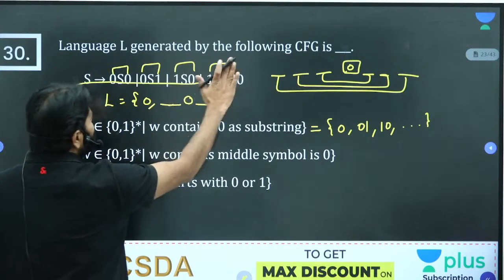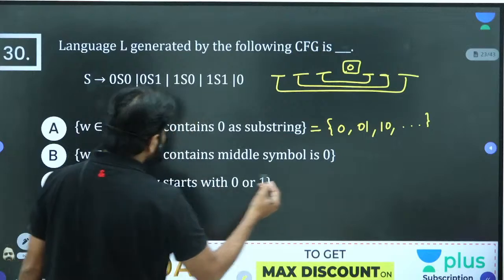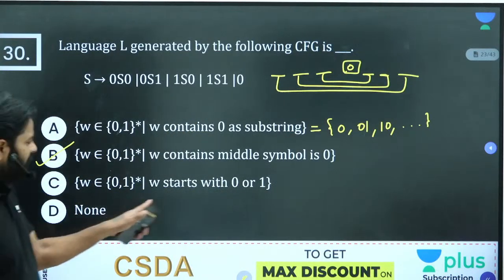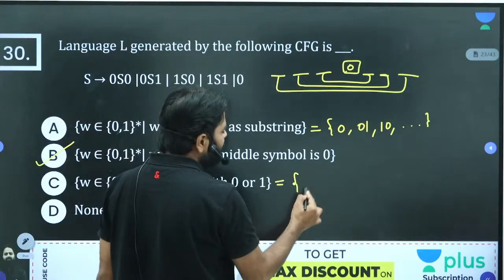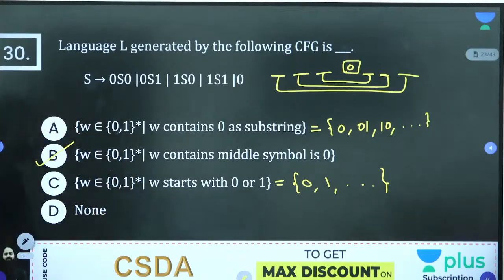And because of this, how do you represent it? W contains the middle symbol as 0. B is the right one. If you say W starts with 0 or 1, then a single 0 and a single 1 should be generated, but a single 1 is not generated here. The second option is absolutely the correct one, because the middle symbol always generates 0 and the remaining is your choice how you want it.